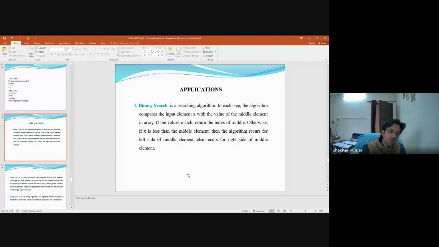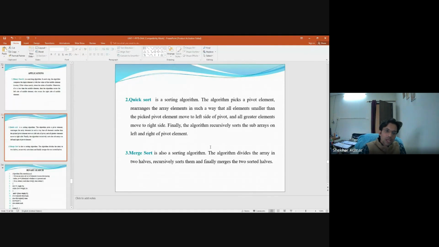Okay. The application of this divide and conquer approach is binary search, as we have discussed earlier also. Next is quick sort. Quick sort is a sorting algorithm. We will also discuss it further. In this algorithm, we also divide the problem into sub-problems, but not into equal halves. We divide the problem according to the pivot value. According to the pivot value, the array is further divided, either left side or right side. We divide the problem into sub-problems until it becomes minimal, and then we combine the solutions.